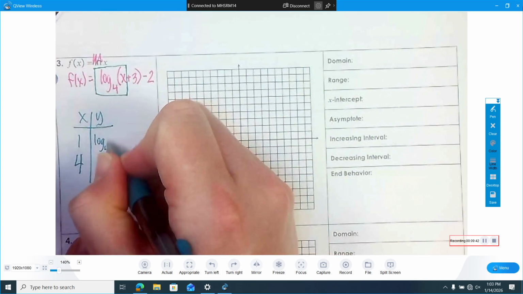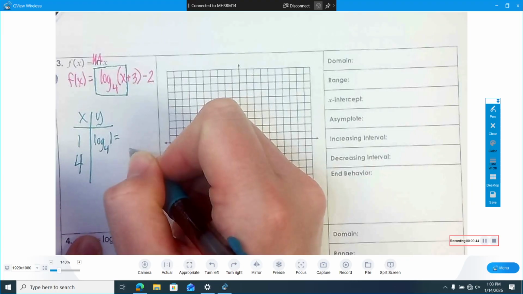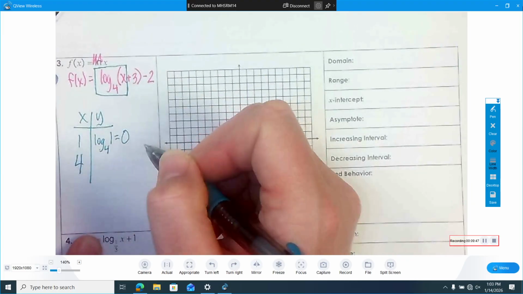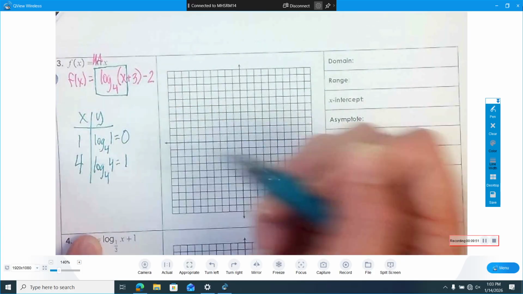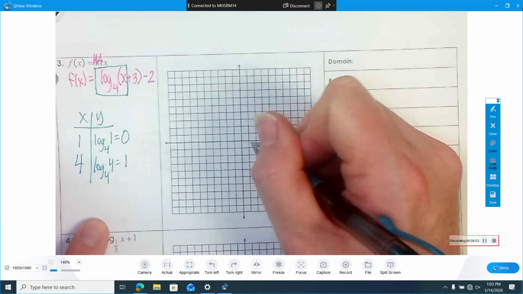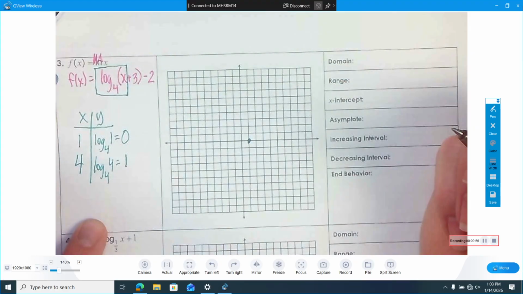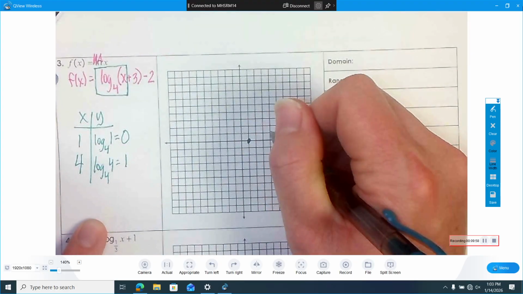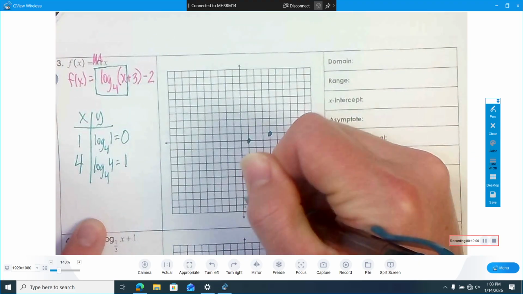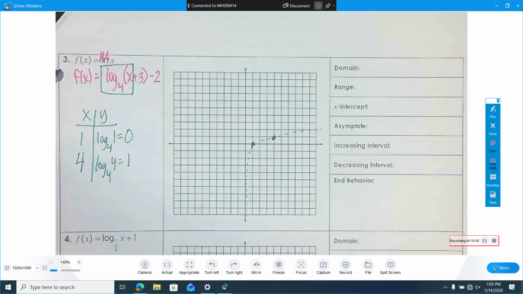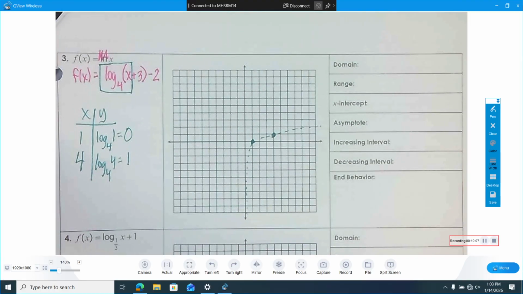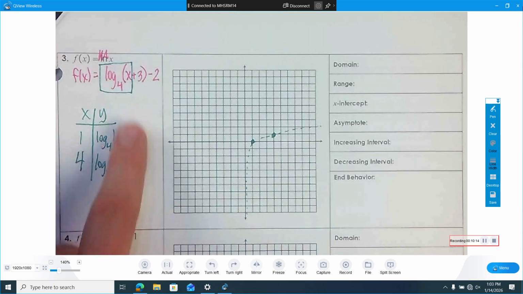All right, what's log base 4 of 1? 0. The log of 1 is 0. What's log base 4 of 4? 1. All right, so we have ordered pairs 1, 0, and 4, 1. And I'm going to go ahead and sketch in a dotted function here. This is my basic function. My log right, it goes up, up, up, and then fizzles out. And then from here, I have 2 good values, and I get to shift them.